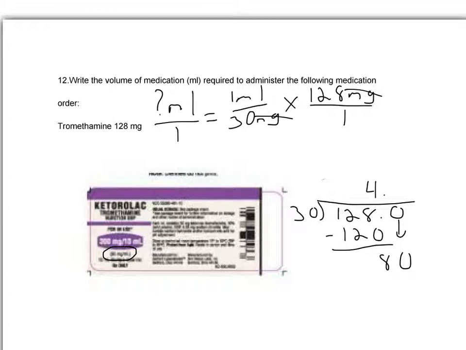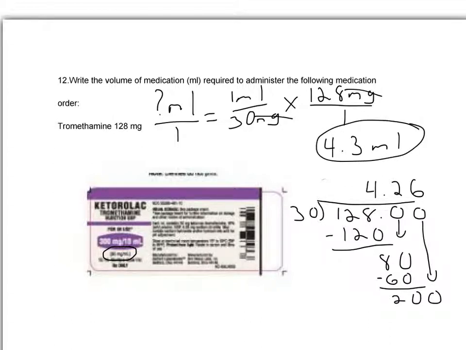30 goes into 80 twice. 2 times 30 is 60. I'm running out of room. 20. 30 goes into 20 0 times, but you just keep bringing zeros down. 30 goes into 200 6 times, and we can stop there because we're going to go to 1/10 of a milliliter. So 4.3 milliliters is the amount of medication we would want to administer.